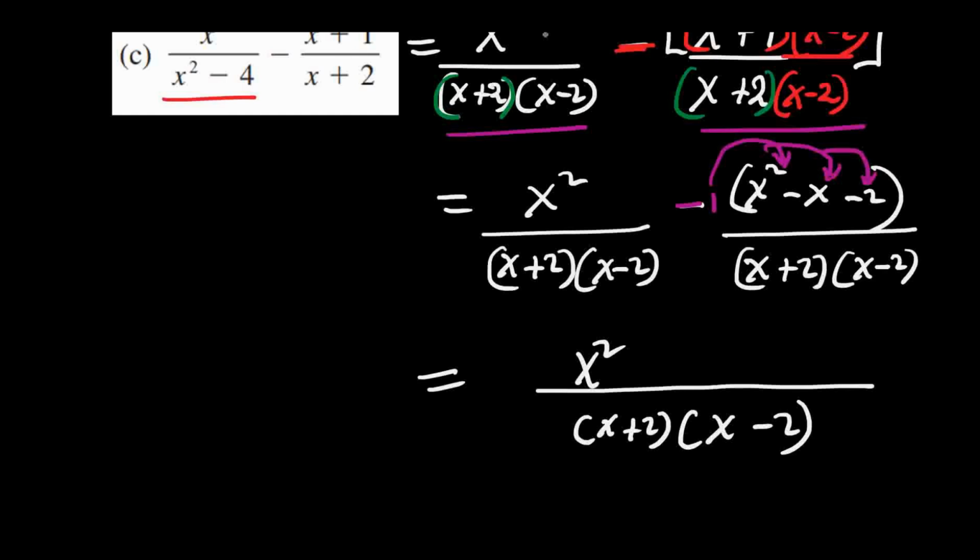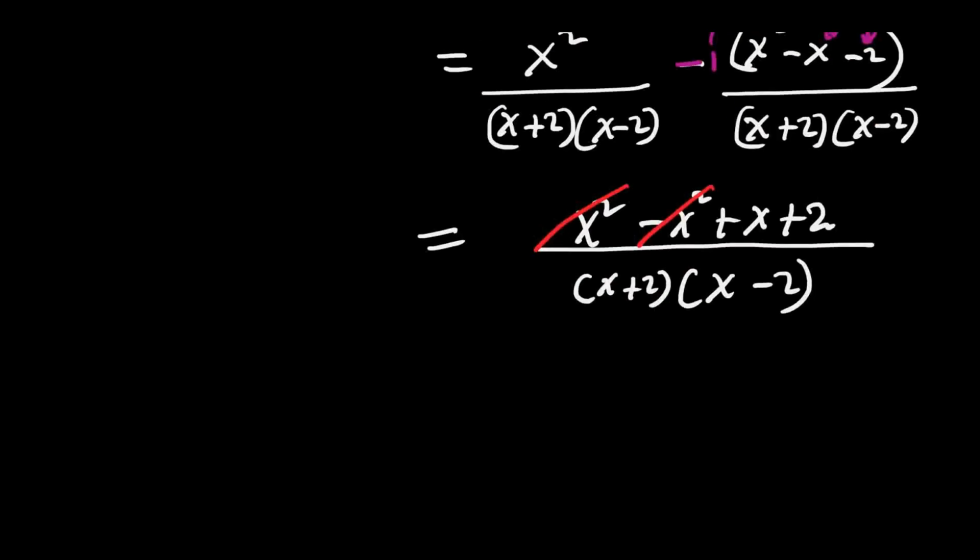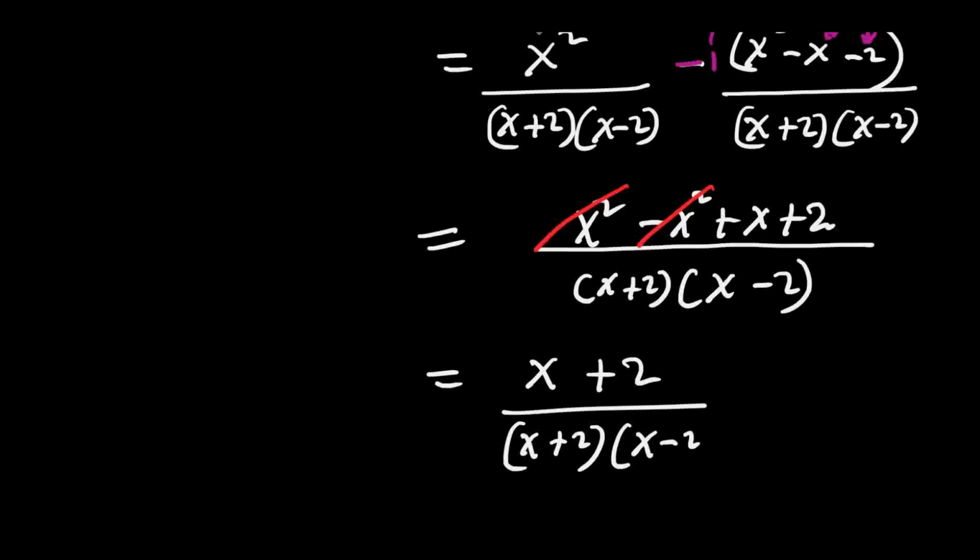So -1 times x squared will give us -x squared, and -1 times -x will give us +x. -1 times -2x will give us +2. Now x squared minus x squared will be 0, so we can simply cancel this from here, and this is now equals to x plus 2 over x plus 2 parentheses x minus 2.